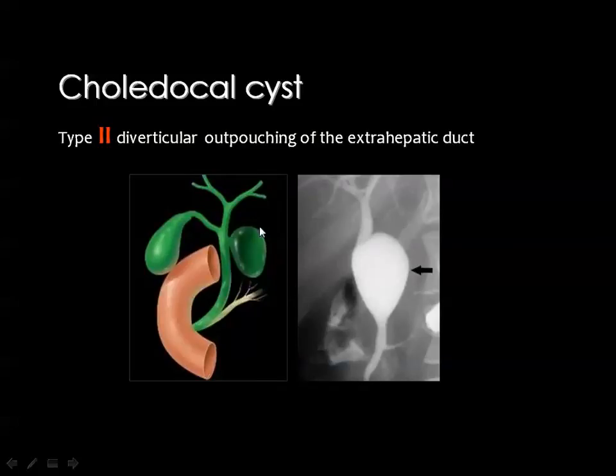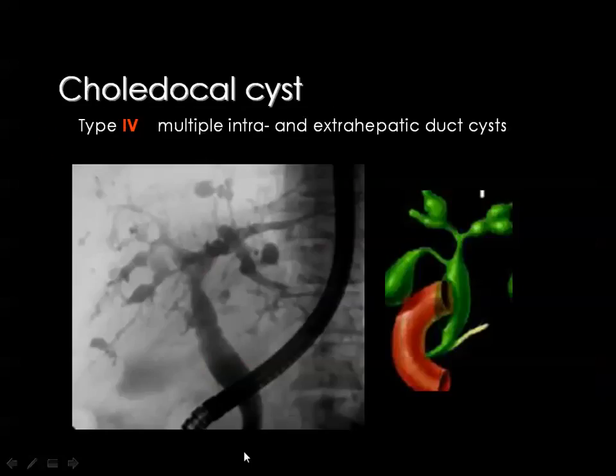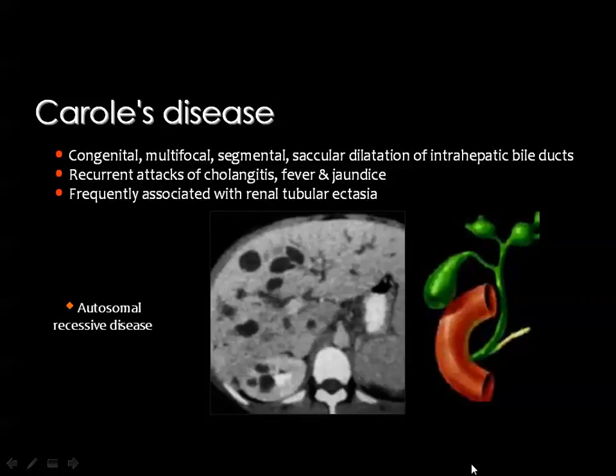Type 2 is a diverticular outpouching from the common bile duct. The common bile duct is of normal caliber, and this is a diverticulum coming from the middle part of the common bile duct. Choledochocele is dilatation of the terminal part of the common bile duct, as you can see in this example. And type 4, multiple dilatations of the intrahepatic, as you can see, as well as the extrahepatic biliary ducts. Type 5 is Caroli disease, where there are multiple cystic dilatations of the intrahepatic biliary radicals, but the extrahepatic bile ducts are of normal caliber.